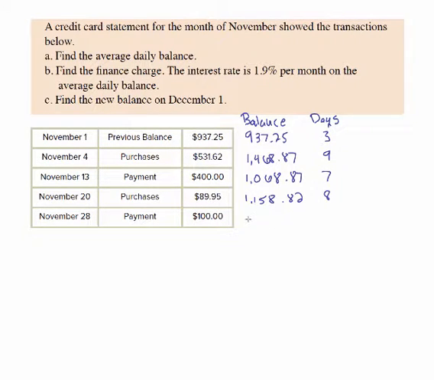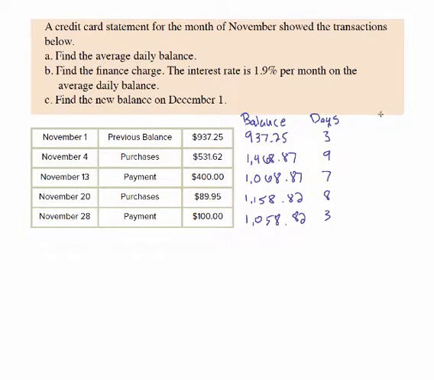And then finally, a payment of $100 subtracts $100 from the balance, leaving it at the end of the month temporarily at $1,058.82. Notice there are 30 days in November, and we have 3, 12, 19, 27 days accounted for, so this better be 3. Well, that matches because that goes for the 28th, the 29th, and the 30th of November.